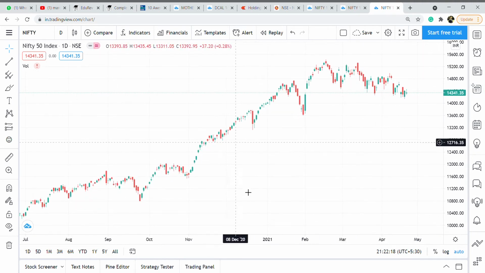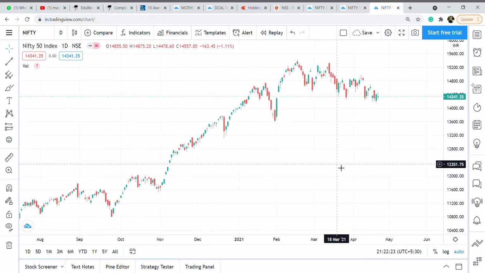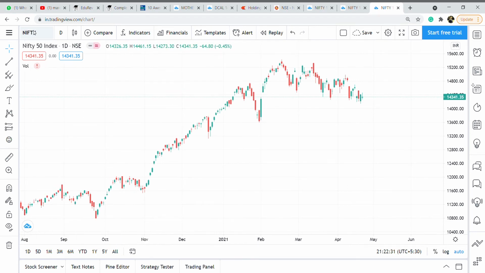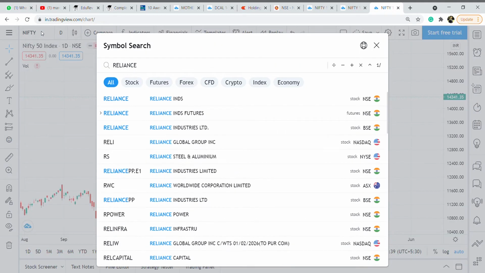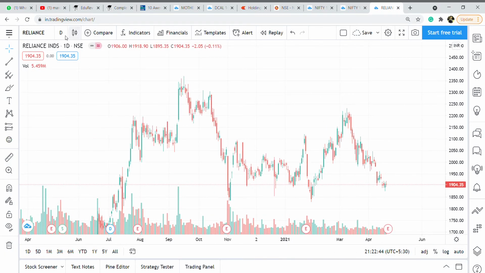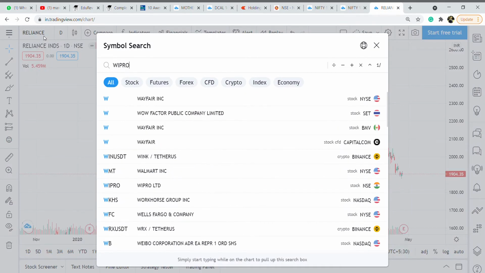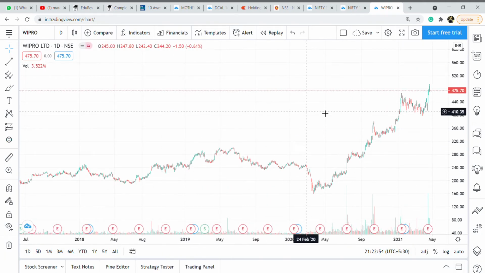This is the page. After coming to this page, you basically have to concentrate on a few things. That is here, the ticker option. You can type in any symbols like Reliance, and we get the chart of Reliance Industries. Let's say Wipro. You get the chart.